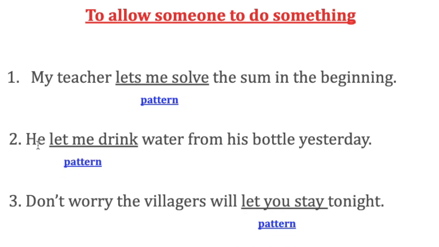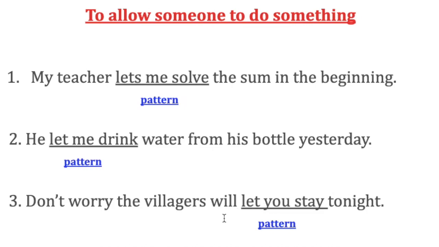Understand this. Now there's a confusion, right? Why didn't I use lets here? Because this sentence is in the past tense form. The form of this verb let never changes. It's the same let. So on that basis, it is he let me drink water from his bottle yesterday. That's why I want to share the water from my bottle. There's no problem, because he let me drink water from his bottle yesterday. Don't worry, the villagers will let you stay tonight.